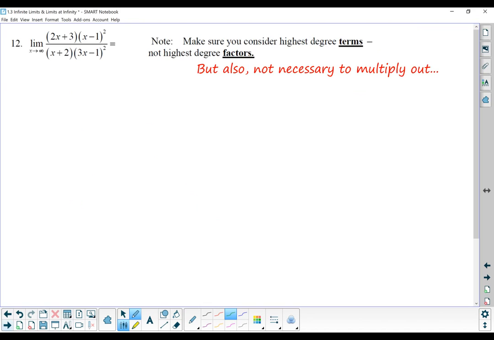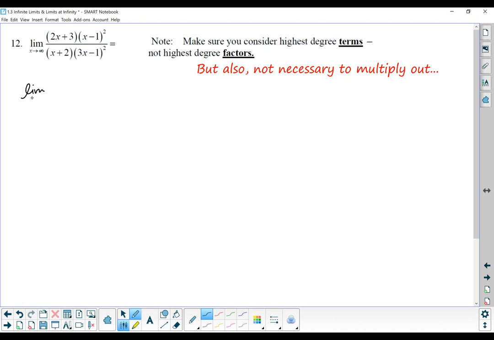Okay, so those ones were all in standard form. If you have to take the limit at infinity of a function that is in factored form, you still want to try to compare those highest degree terms. You don't need to multiply them out, though. You can just be smart about thinking about what the leading terms would be.